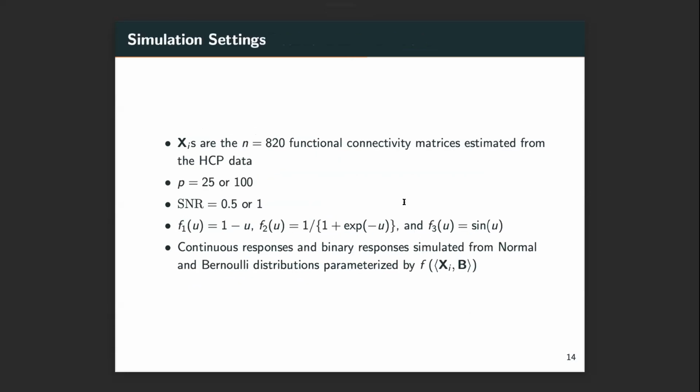So we perform a simulation study here just to assess the performance of the model. We're going to repurpose those functional connectivity matrices from the HCP data. We're going to consider 2 dimensionalities and 2 signal to noise ratios. And we're going to set the F function to be either linear or nonlinear. And then we're going to simulate continuous responses and binary responses parameterized by this conditional expectation.